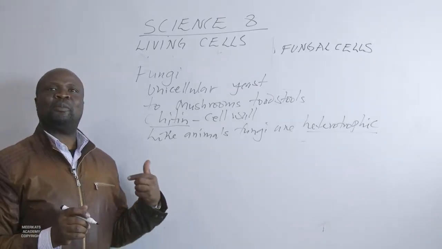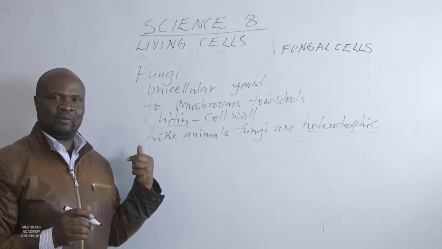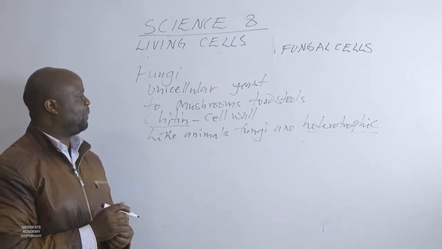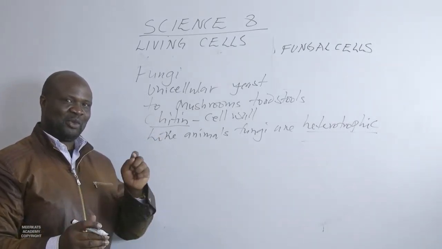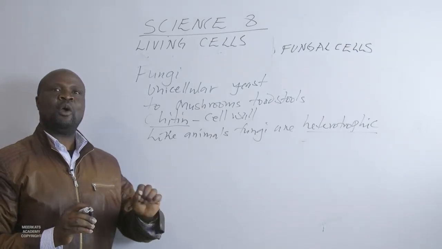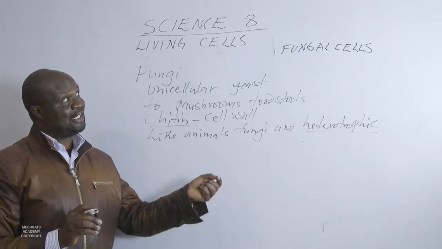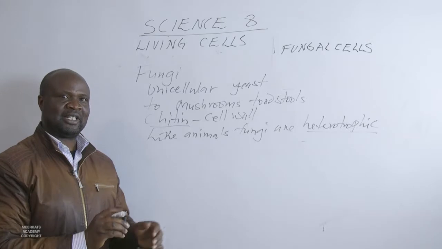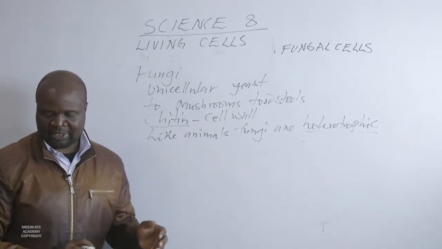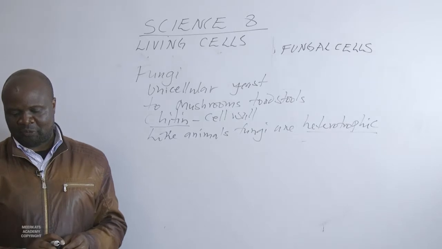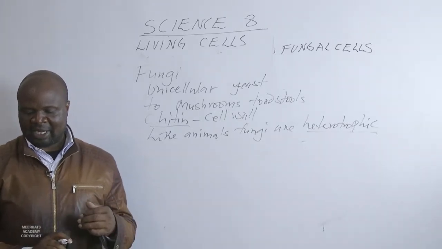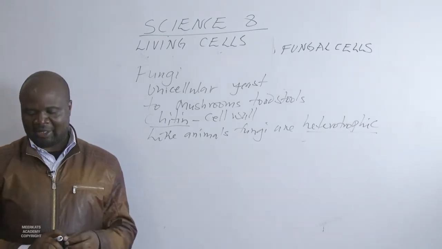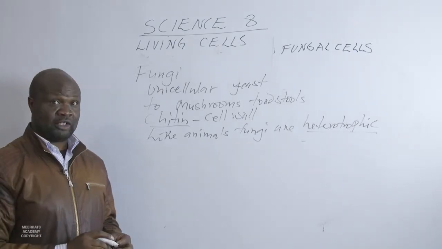But the similarity with plants is that they have a cell wall. The difference is that their cell wall is not made up of cellulose, but of a substance called chitin. So we are seeing some similarity between fungi cells and animal cells, and similarity between fungi cells and plant cells, and the differences that exist in between. So we are saying like animals, fungi are heterotrophic, and they cannot make their own food. However, unlike animals, they do not eat their food.